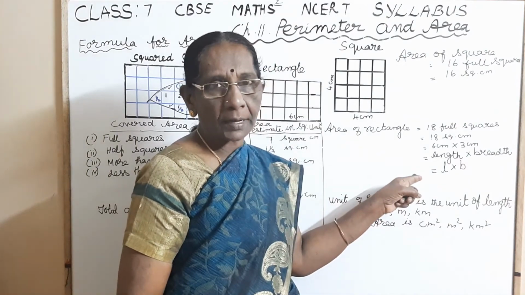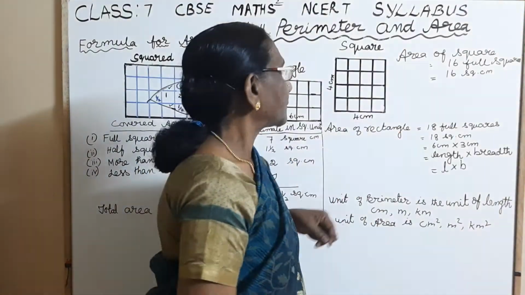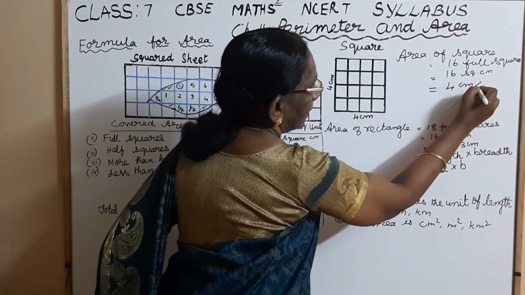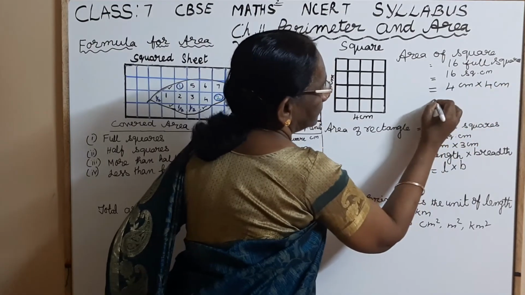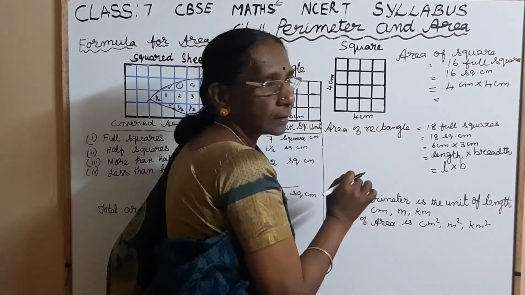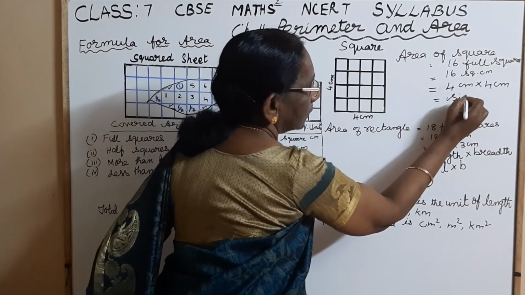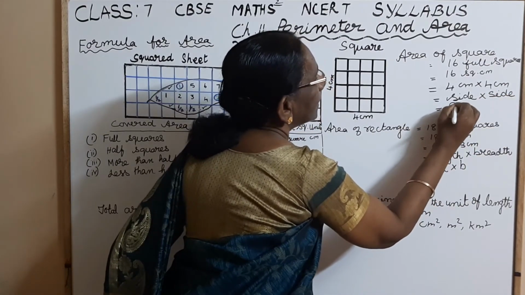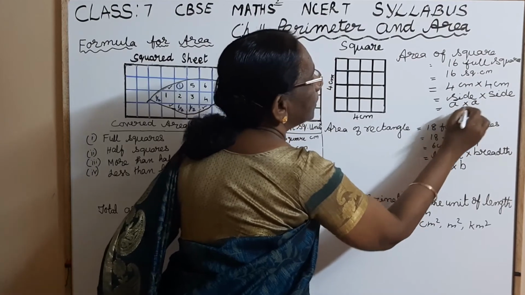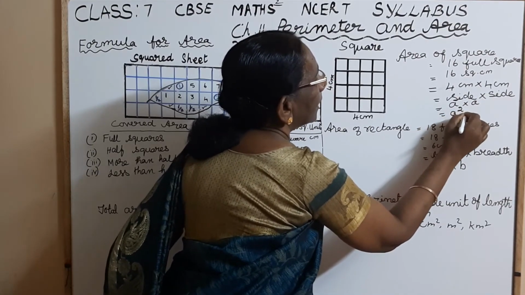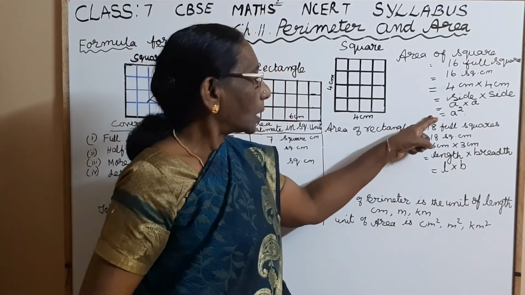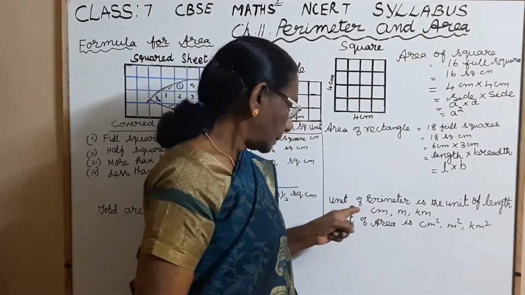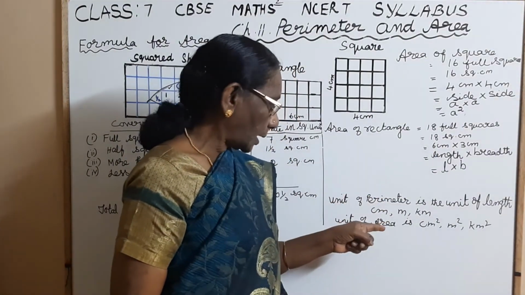Now it will be very easy for us to find, isn't it, children? Now next, for square also the 16 you can get by 4 centimeter into 4 centimeter. Isn't it? 4 4s are 16. 4 centimeter is the side of the square. Side into side. We use the letter A for side. A into A, that is equal to A square. So this is the formula for finding the area of the square. Is it clear?